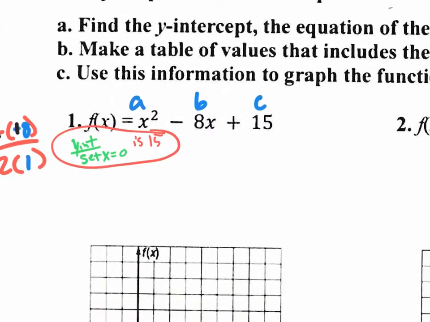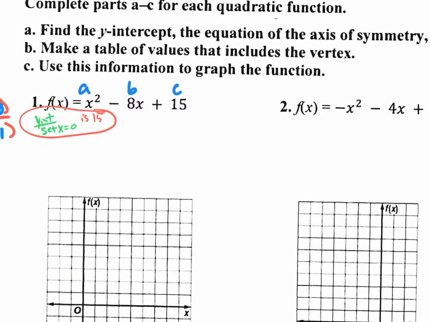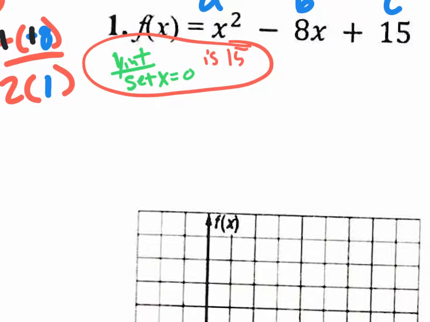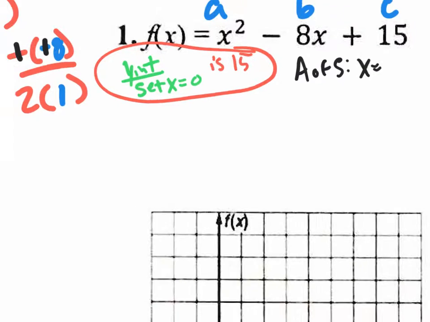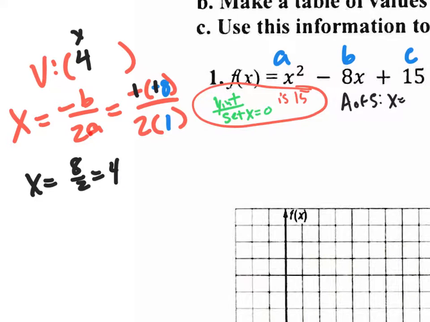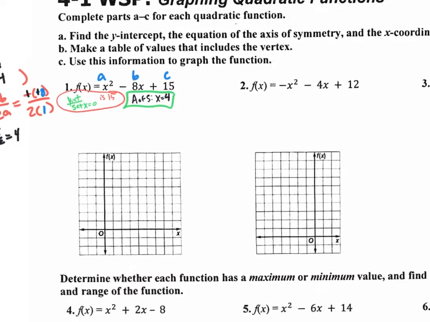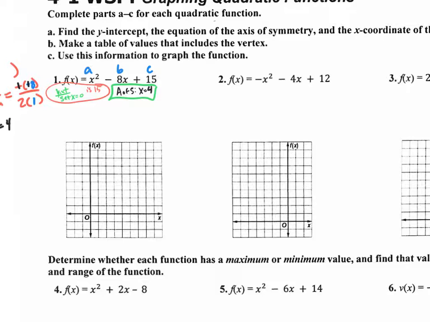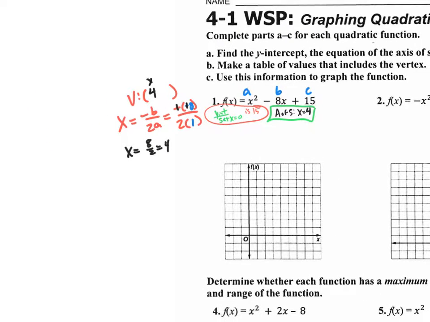And what else? The equation of the axis of symmetry. All right, so let's write down axis of symmetry equation, A of S. We said that that's always going to be the equation x equals the x value of our vertex. And we found the x value of our vertex over here using the formula. So that's 4. So the axis of symmetry equation is x equals 4. I always draw that in green whenever I graph. What else? It asks for the x coordinate of the vertex. We already stated that. The x coordinate of the vertex is 4.